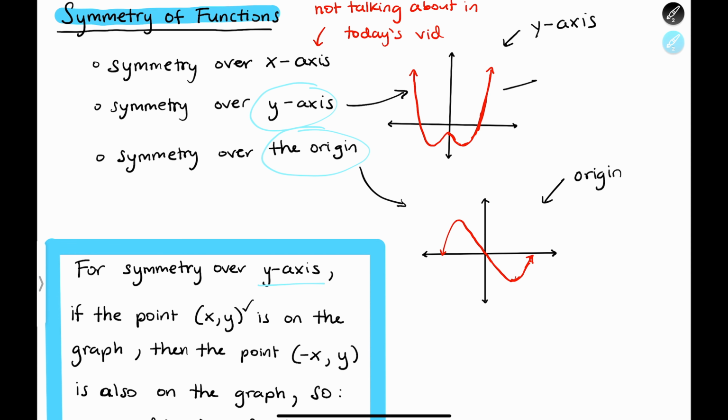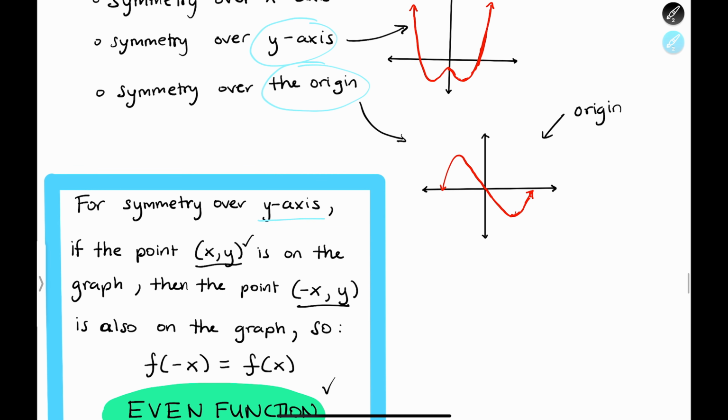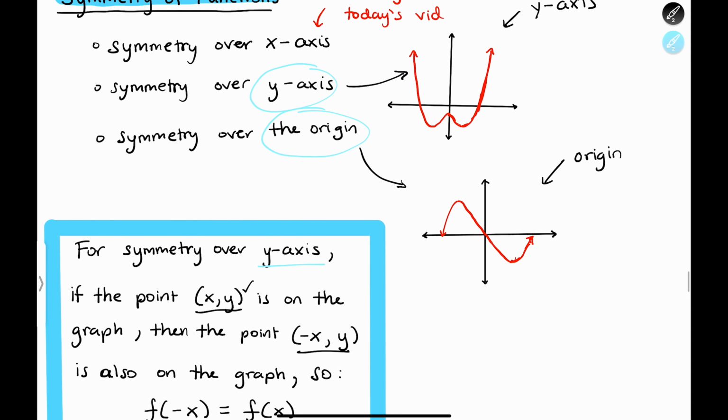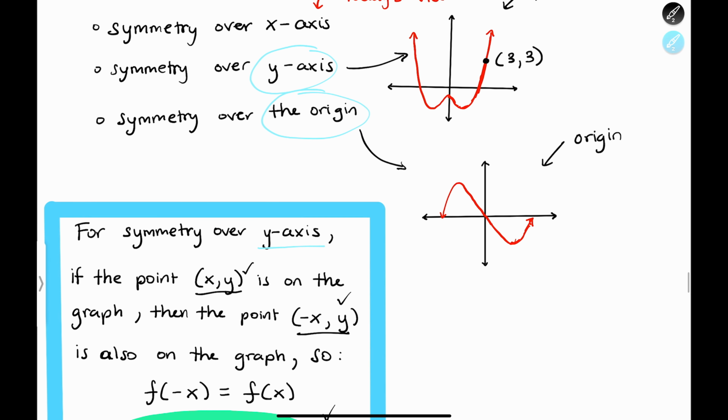even function. And we could see using this logic that there should also be a negative x comma y point on this graph. Let's just plug in a random point. So let's say that this is 3, 3. According to this logic, since this graph is symmetric over the y-axis, there should also be a point negative 3, 3. And as you can see, there actually is. So this proves this to be true.